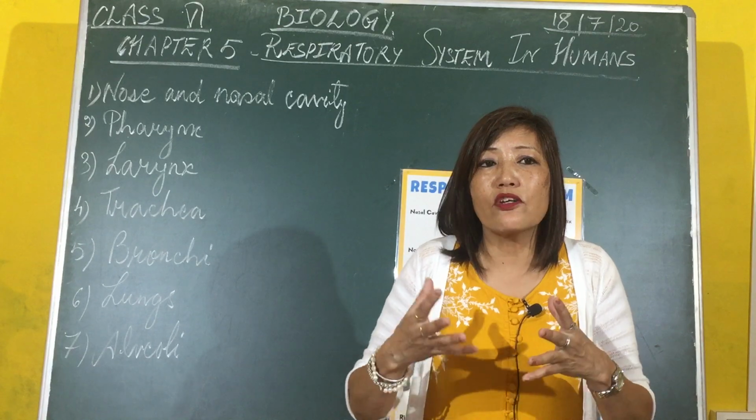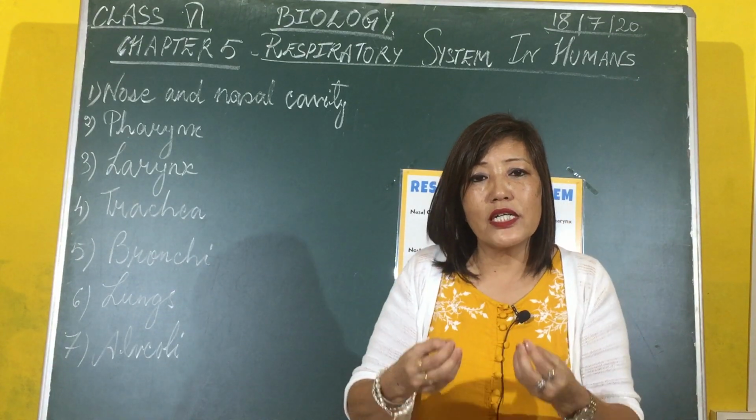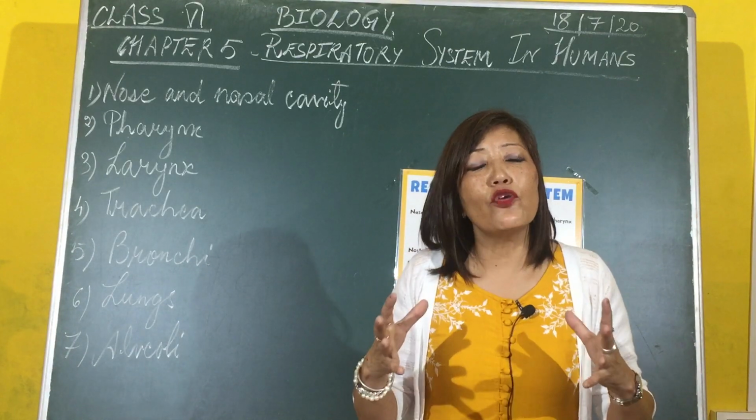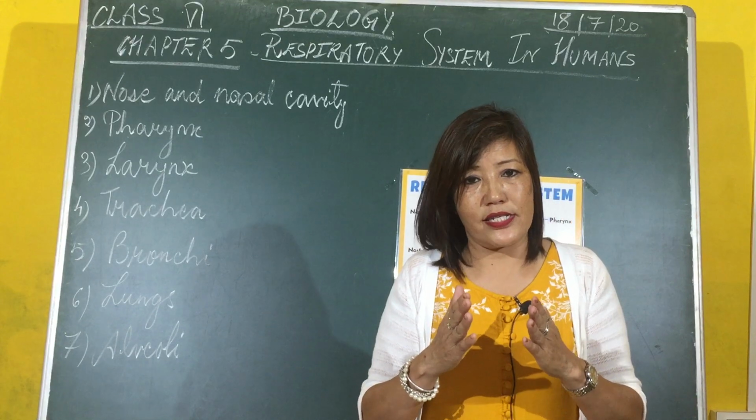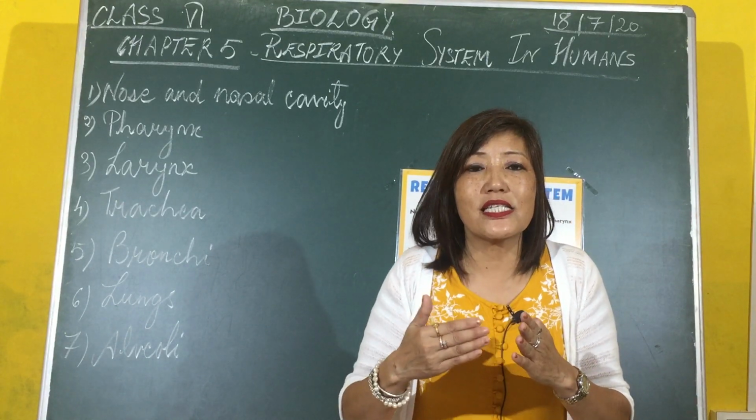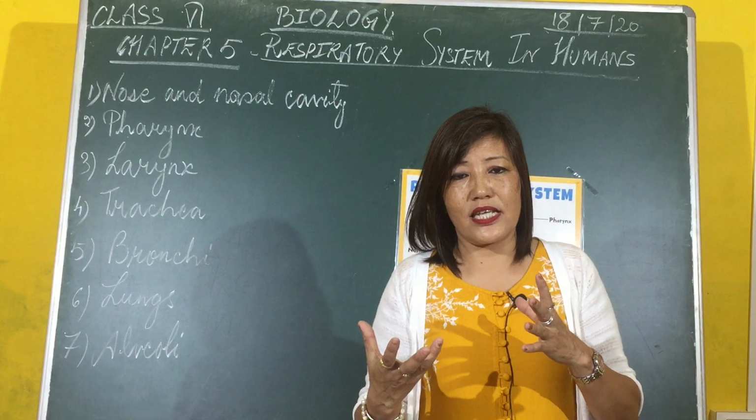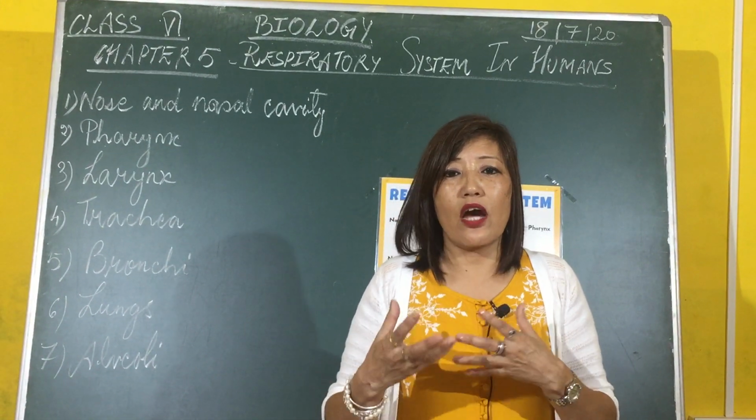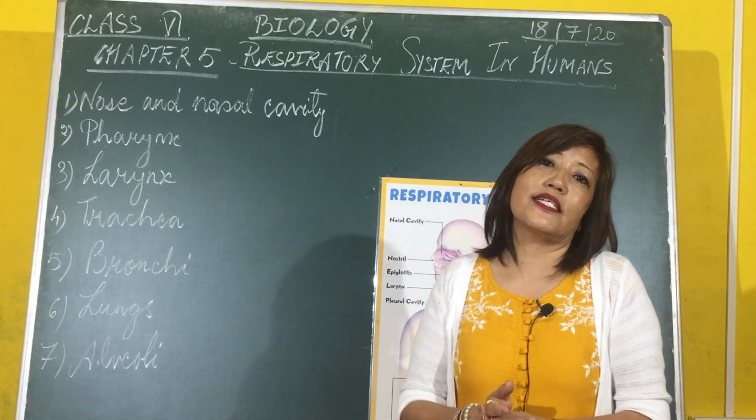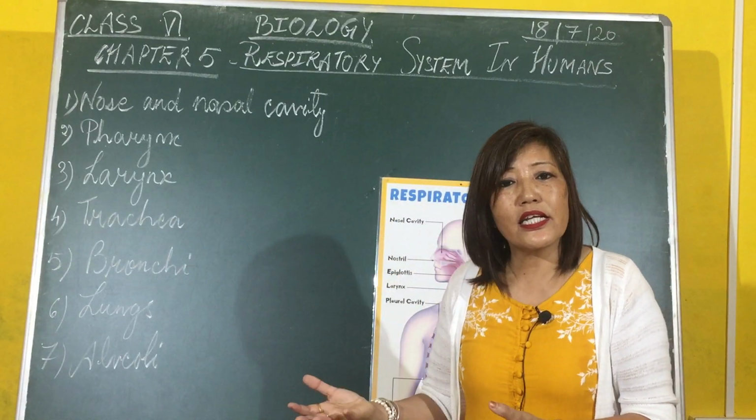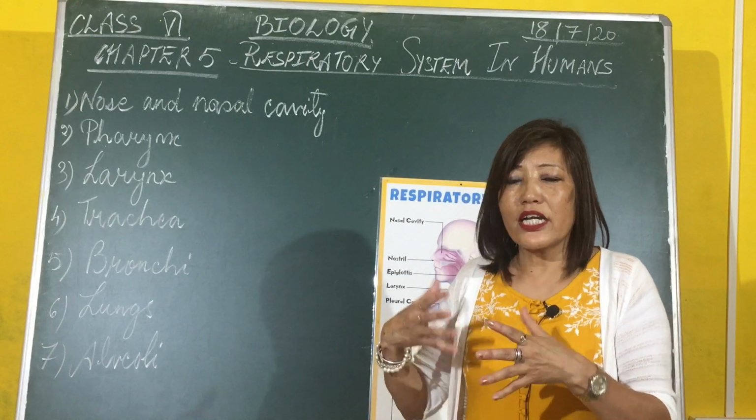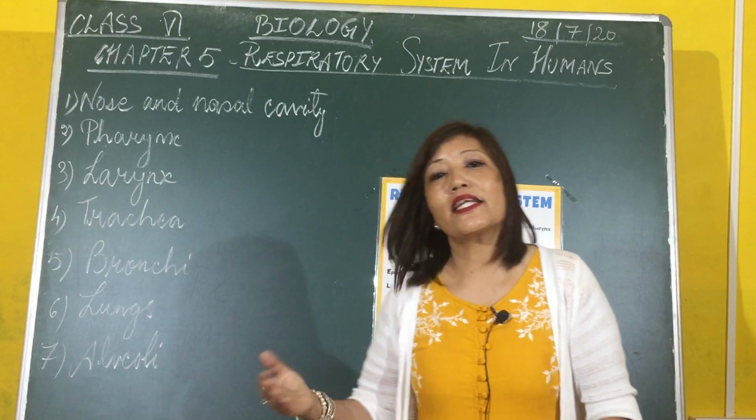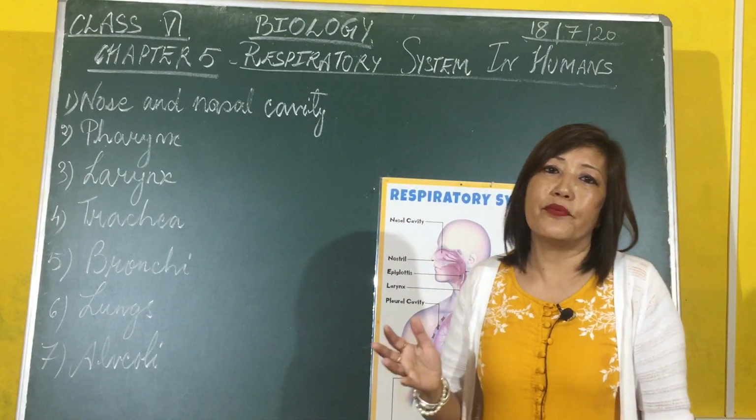So what happens when the ribs move downward and inward and the diaphragm moves upward? The volume of the rib cage will decrease and the air pressure inside it will increase, and as a result the carbon dioxide will be given out through our nose. That is exhalation. In exhalation, relaxation of muscles takes place. So that is the mechanism of breathing.